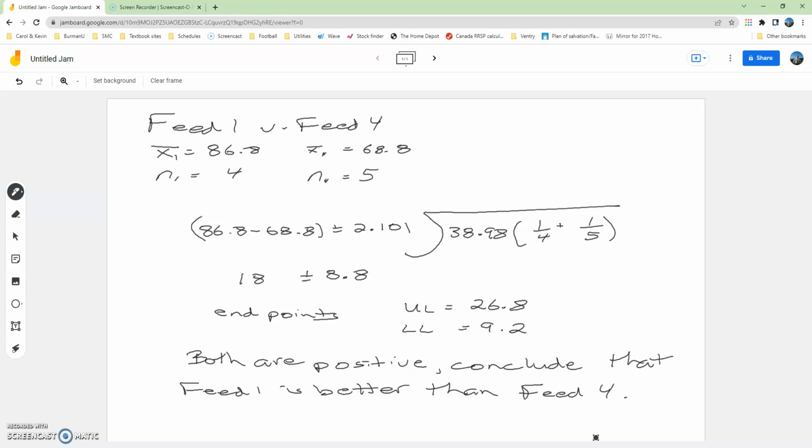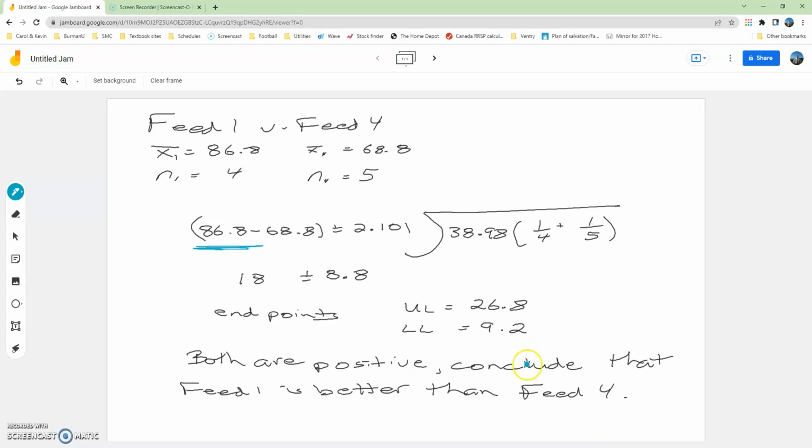Generally, what we do is we assign the greater average back up here. It's just easier. This one is going to be X1, sample 1 is going to be the larger average. And the second average is going to be the lower average. This basically means that there's going to be more of a chance that both are going to be positive.